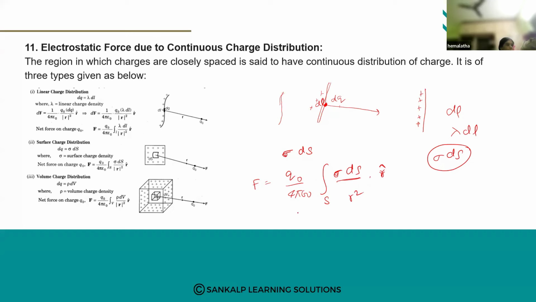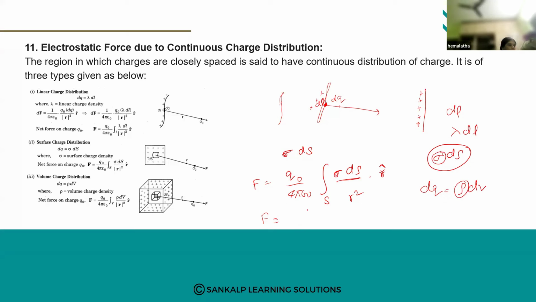Okay, similarly you have to write for the 3 dimensional case, that is for volume. A cube means there are 3 dimensions. If this is for line, this is for surface, this is for space. At the 3 dimensional, here dq is how much? In this case, dq is equal to rho into dv. Rho is what? Volume density. Sigma is what? Sigma is surface density.